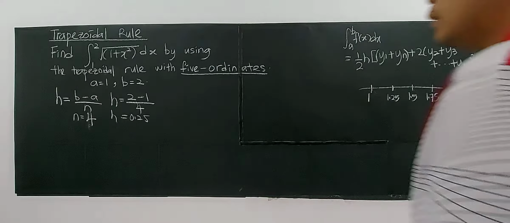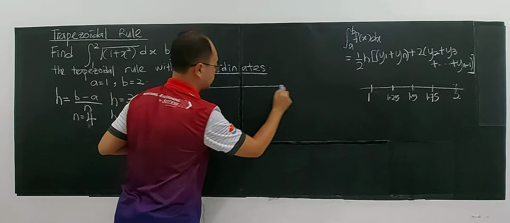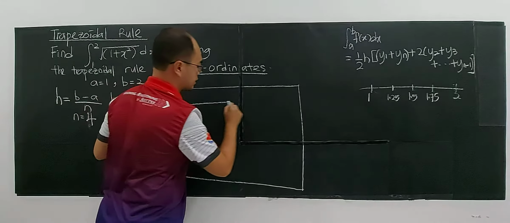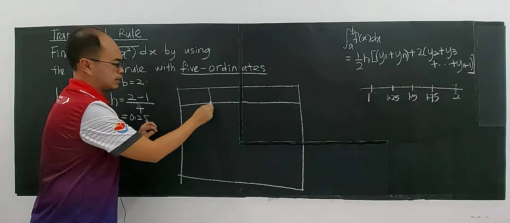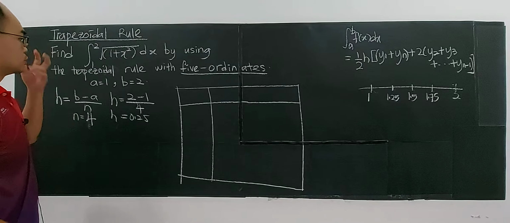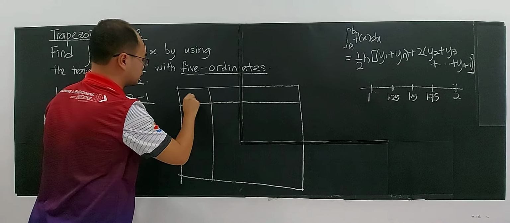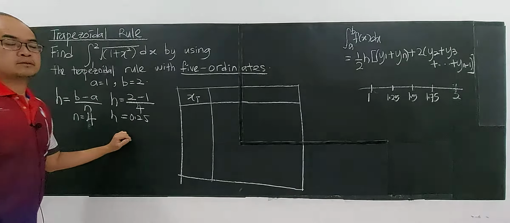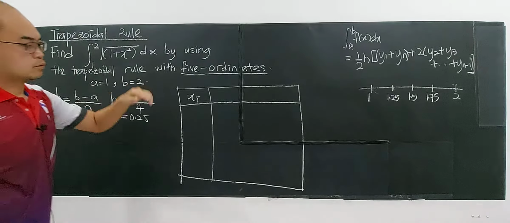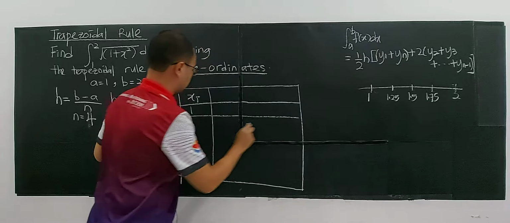As suggested, we use this table to avoid careless mistakes. This table is helpful in finding the values of y. So as we know, this is the value of the ordinate, so we put it as x_i here. This is actually the value of x. The first one will be 1.